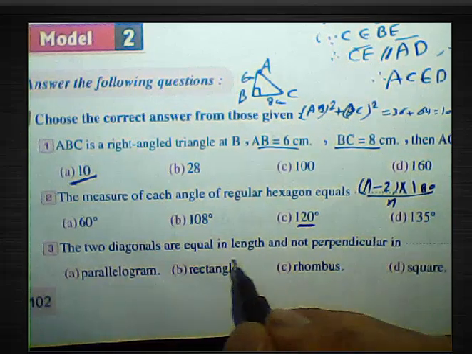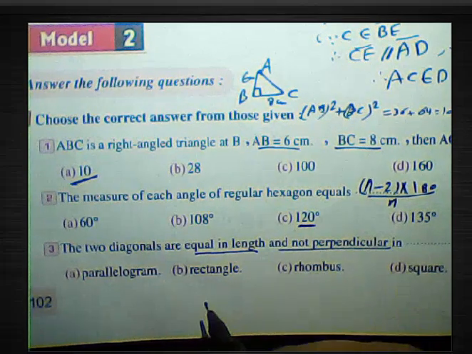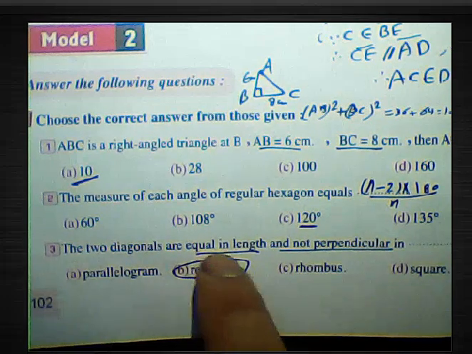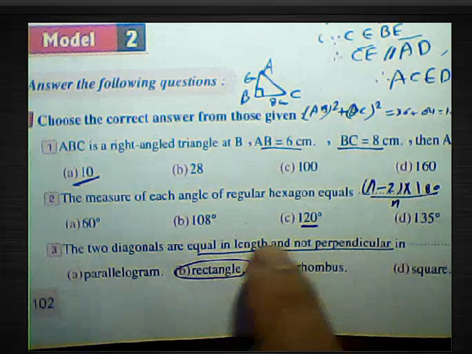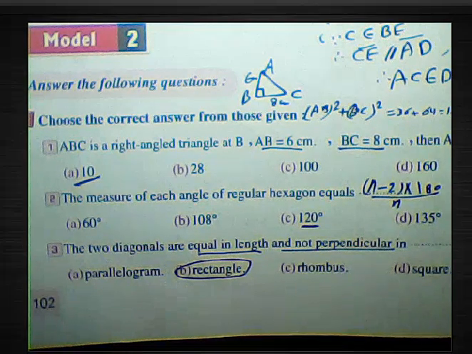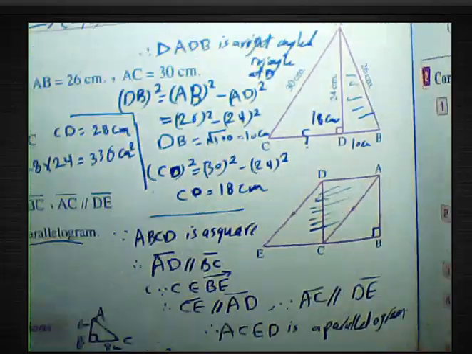The two diagonals are equal in length and not perpendicular in the rectangle, but the two diagonals are equal in length and perpendicular in the square, and the two diagonals are not equal in length and perpendicular in the rhombus. Next page.